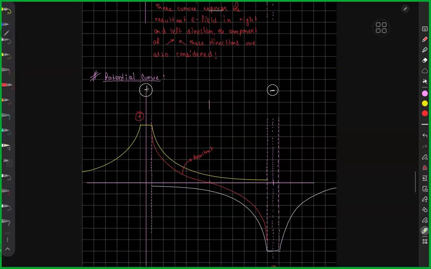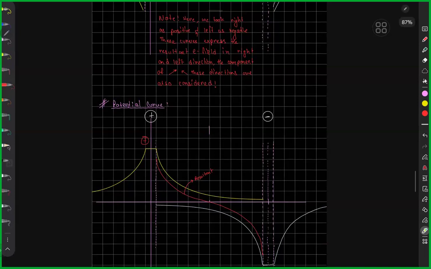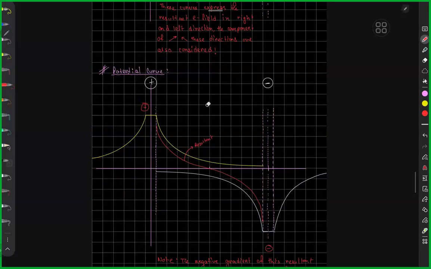Let's understand. If I have a test positive charge, 1 coulomb, what is the work done in bringing this charge from infinity to this point? Let's say it's over here. It will be some positive value, right? Why? Because it is near the positive charge and you have to overcome a lot of repulsive forces to bring the same positive 1 coulomb of charge over here.